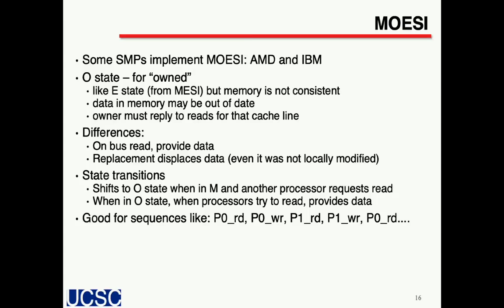OK, I think we're maybe ready for a peer instruction question. Why do you need E if you have O? Why do we need E if you have O? So O means that you're going to respond to people's requests for the data. It does not mean you have the right to go to the M state without intervention. I believe so.